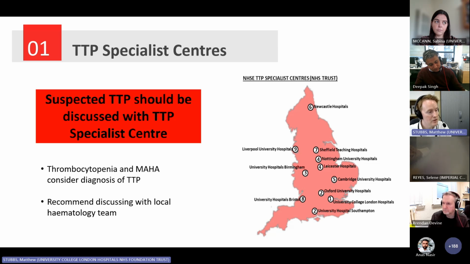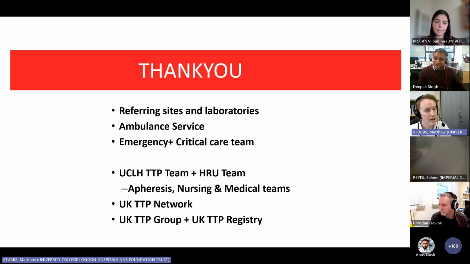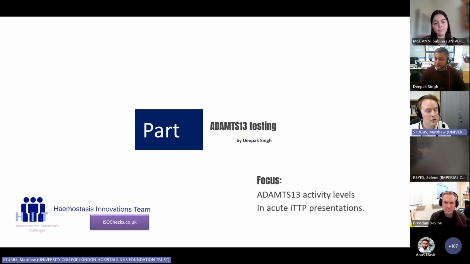If the laboratory features are suggestive of this, then we'd recommend urgent discussion with your local haematology team and an urgent blood film to try and decide whether the patient does have TTP. So I'd like to thank everybody for listening to my portion of the slides today, particularly referring sites, laboratories, our ambulance service, emergency and critical care team, in addition to both the local TTP team, the TTP network group and registry here. So at this point, I will hand over to Deepak to take us through part 2 of the presentation.